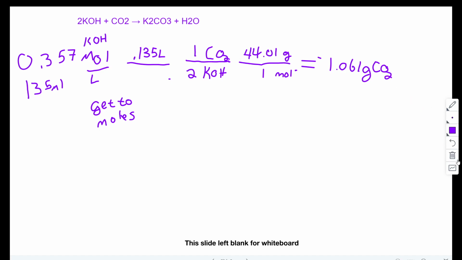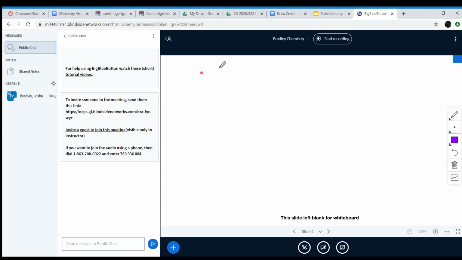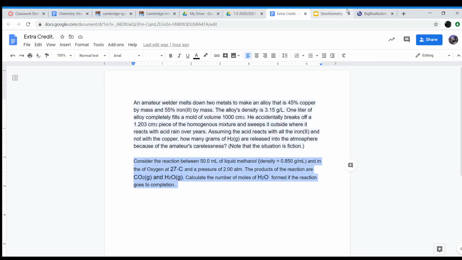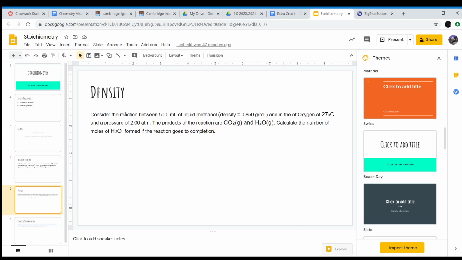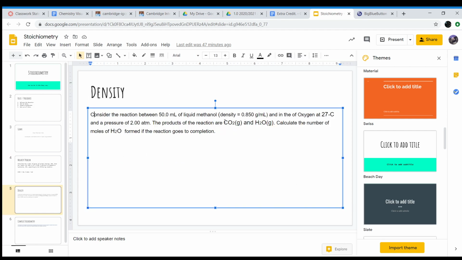Okay, so this one was slightly different in that it gave us the molarity, but because we have our general rule of get to moles, we can go ahead and solve for it. All right, the last type of problem is a little bit different, only because it gives us something different altogether.